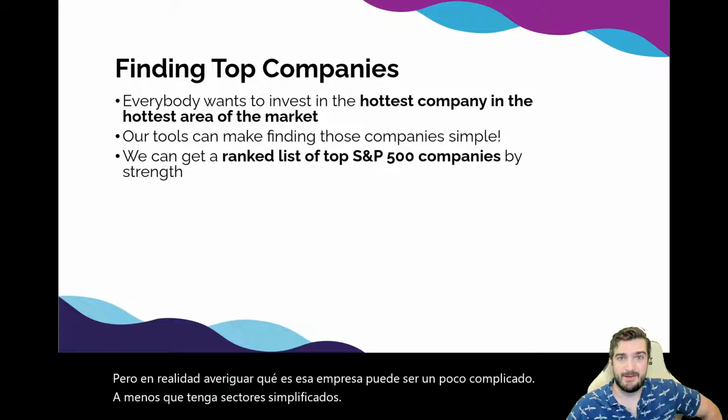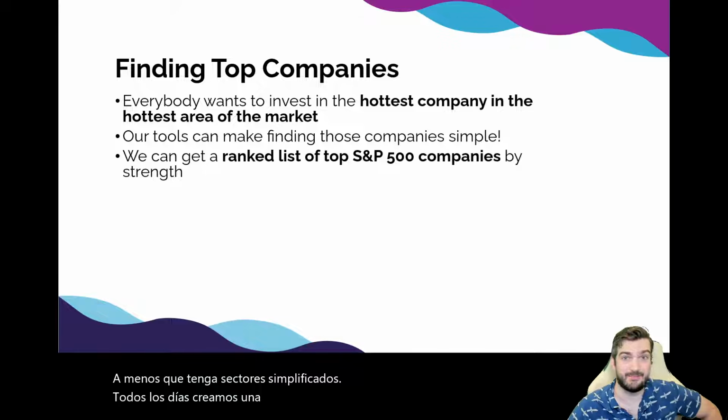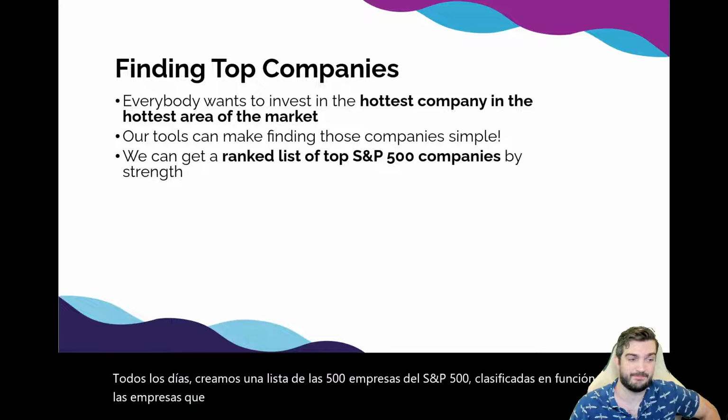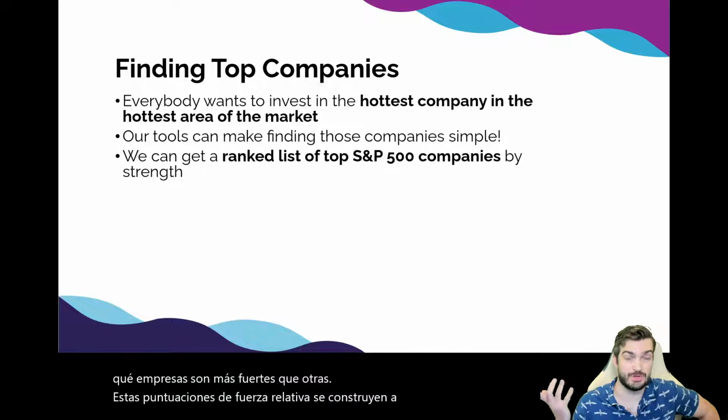Every single day, we create a list of the 500 S&P 500 companies ranked based on which companies are stronger than others. These relative strength scores are built out of two parts: short-term direction and long-term trend.